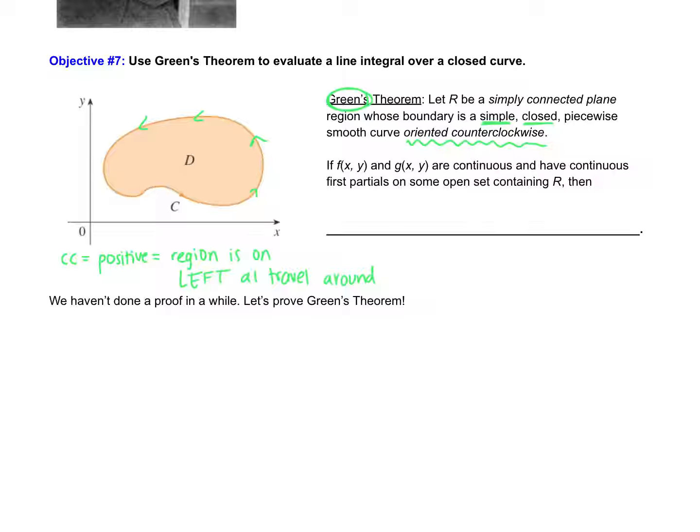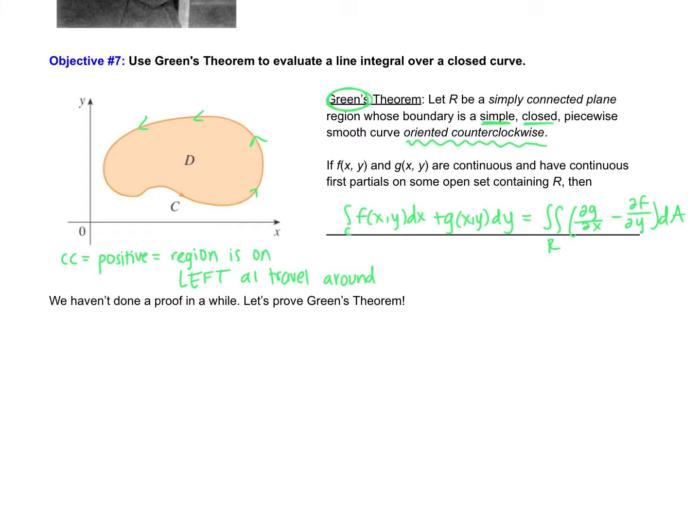So then, if f(x,y) and g(x,y) are continuous and have continuous first partials on some open set containing R, then the line integral of f(x,y) dx plus g(x,y) dy is the double integral over the region R of the partial of g with respect to x minus the partial of f with respect to y dA. So what I want us to notice is this is a different setup, a different line integral than when we calculated work.